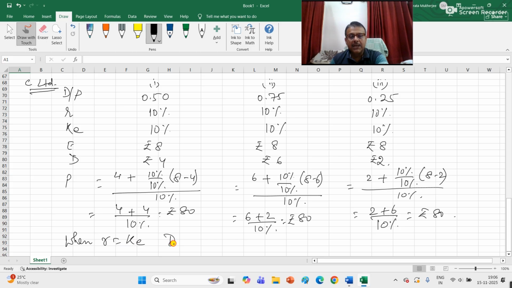So dividend payout will not affect the market price. Hope you have understood the solution and the explanation of the Walter model.